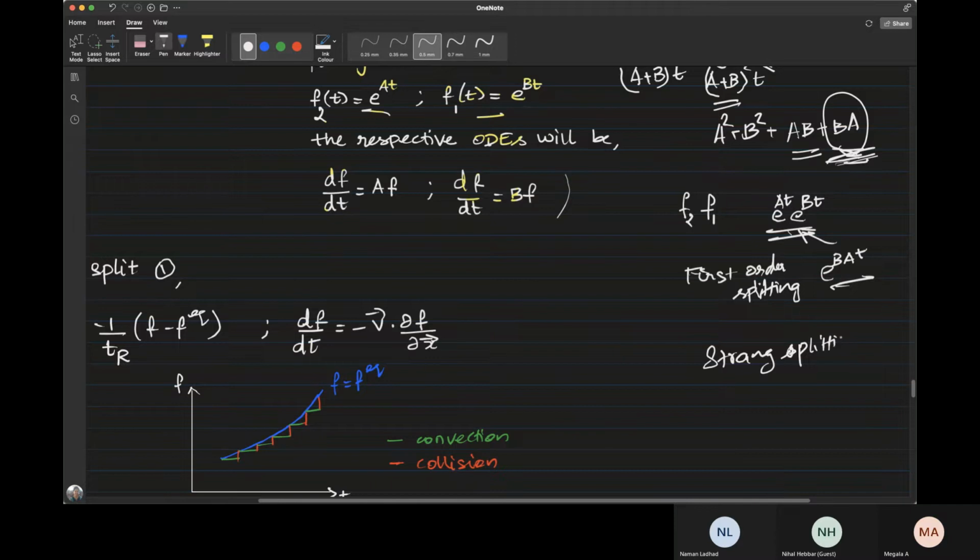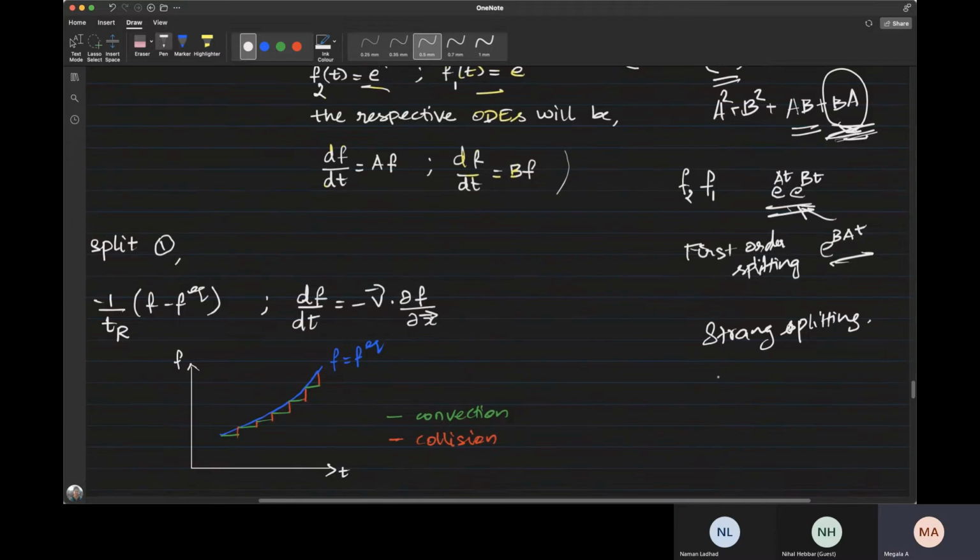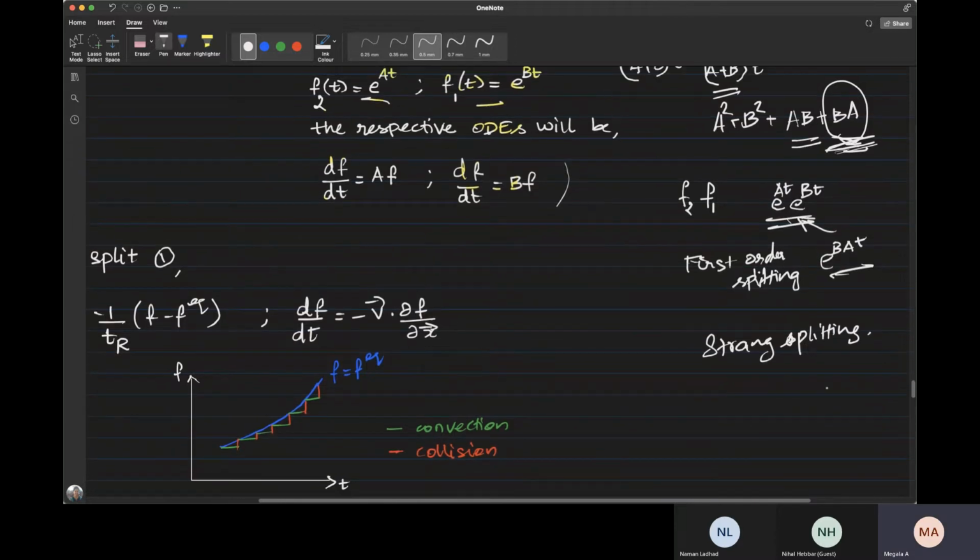So in that, we basically use half of the first time step in a full first. So it basically goes like e power b by 2t, e power at, and e power b by 2t. In the next time step again, you will have e power b by 2t, e power at, and e power b by 2t. So eventually this will become e power bt only.